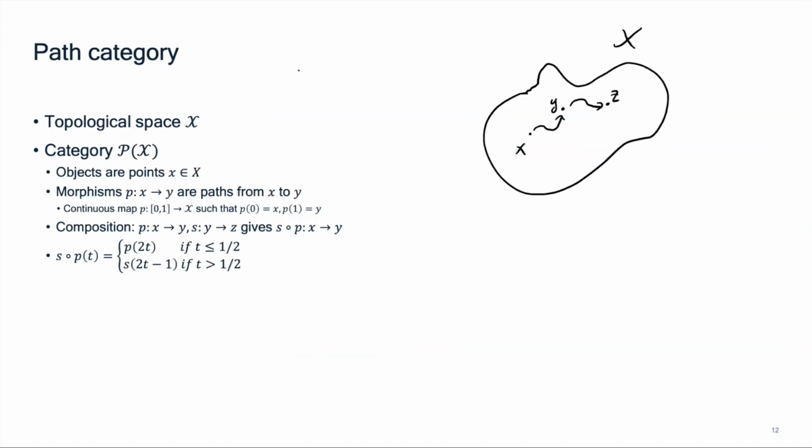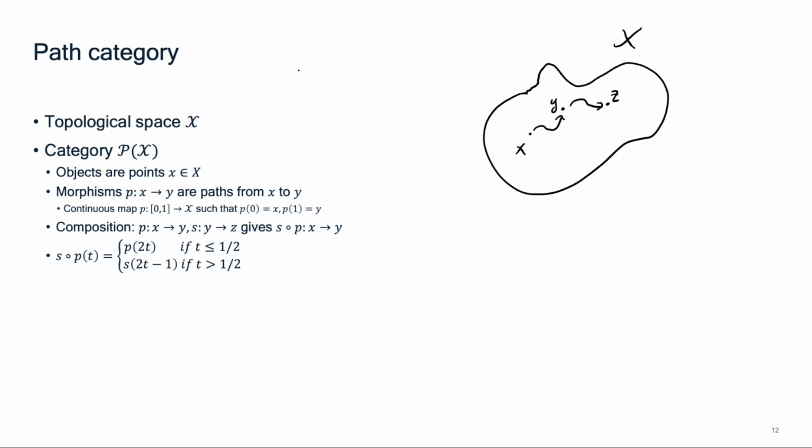Another fun example is the path category. So if we have a topological space X, then we can consider the category of paths. Its objects are points, so these are just elements of the topological space, and a morphism from X to Y is a path from X to Y, which would mean that we have a map from the time interval from 0 to 1 to the manifold. So it would describe a continuous path, such that the starting point is X and the final point is Y.